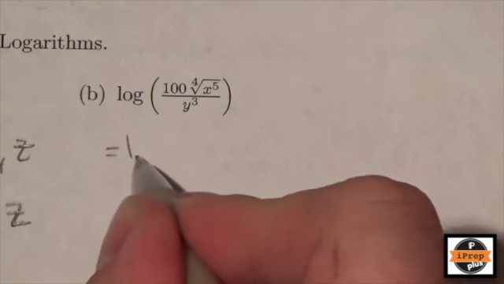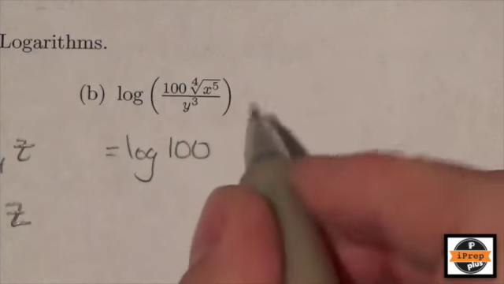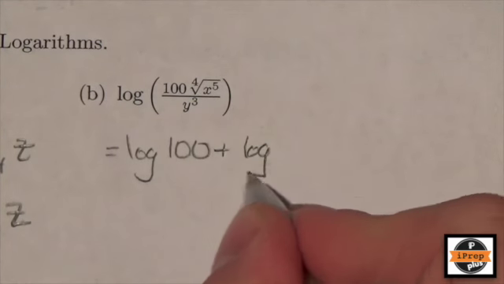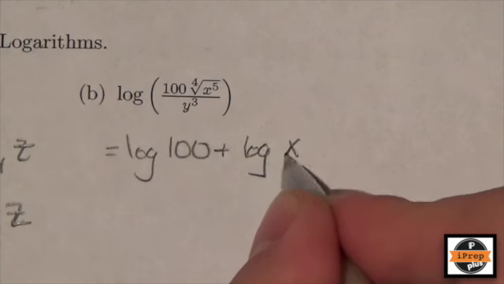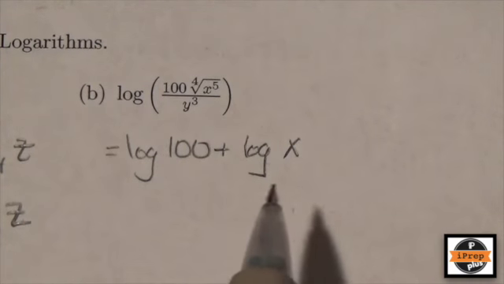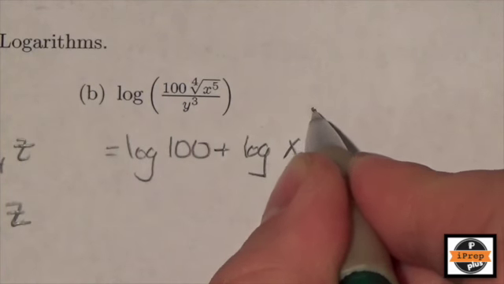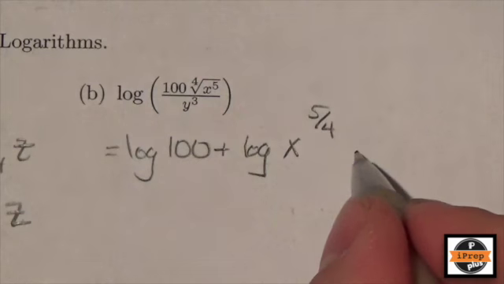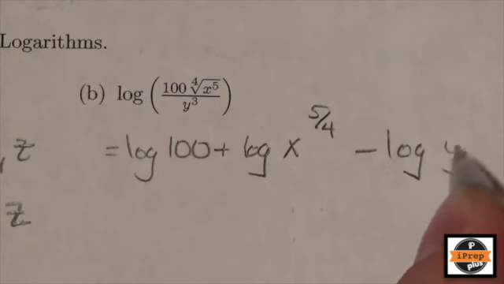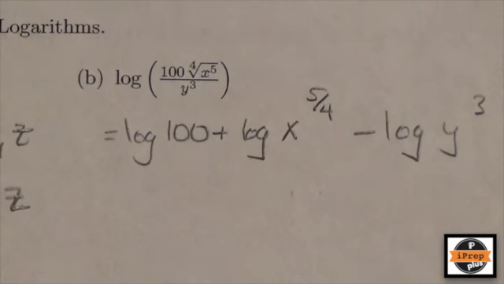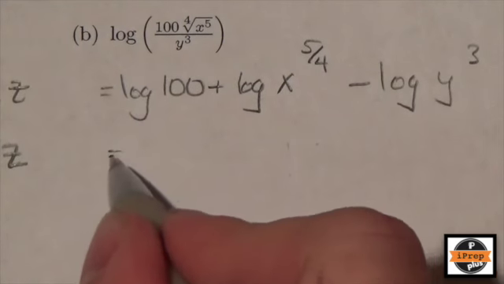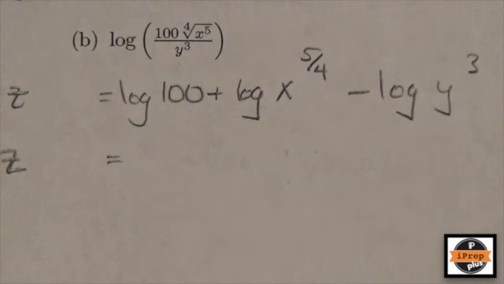So this is going to end up becoming the log of 100 plus the log of, okay, well, instead of writing that as the 4th root of x to the 5th, let's just put that all in the exponent, because I'm going to be moving that around a little bit here anyway. So this will become x to the 5/4 minus the common log of y cubed. And now my next step is going to be to bring down the exponents. Just like it took me 2 steps to get to 1 log previously, it should only take me 2 steps to go backwards and split this all apart here.